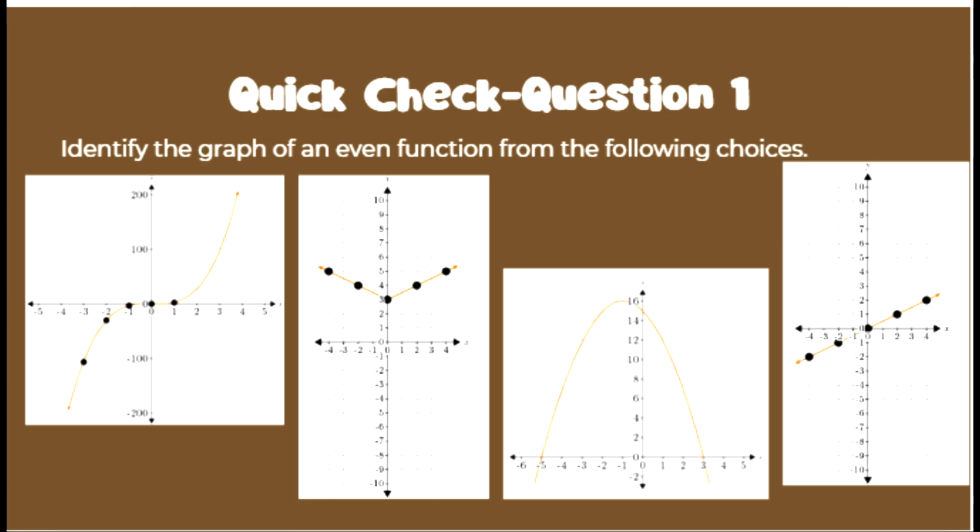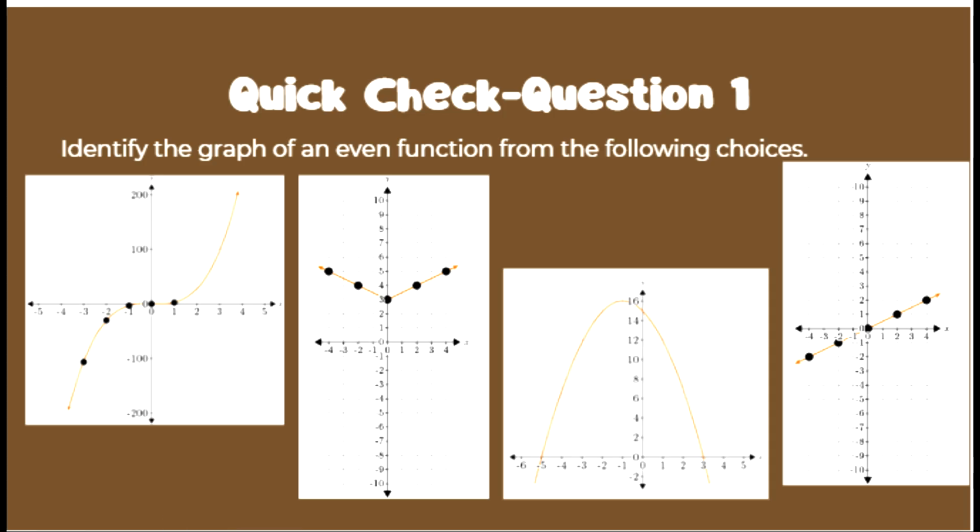This is the quick check at the end of the lesson. I won't give you the answer, but I'll tell you how to figure it out. Identify the graph of an even function from the following choices. So remember, it's folding the paper in half and the lines match up perfectly, and it has to fold in a very specific place. So remember where it folds and which one of these two lines will match exactly.